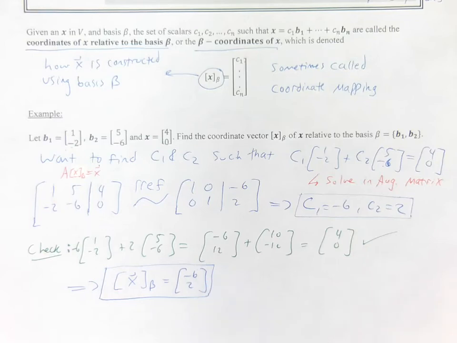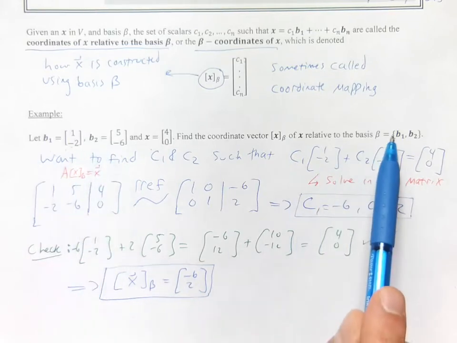And bases are not unique. We've seen a couple bases for R2, for example. And so if you had a different basis, you'd have a different coordinate vector. That's why this value down here is kind of important. It's saying with respect to this specific basis that we're using.